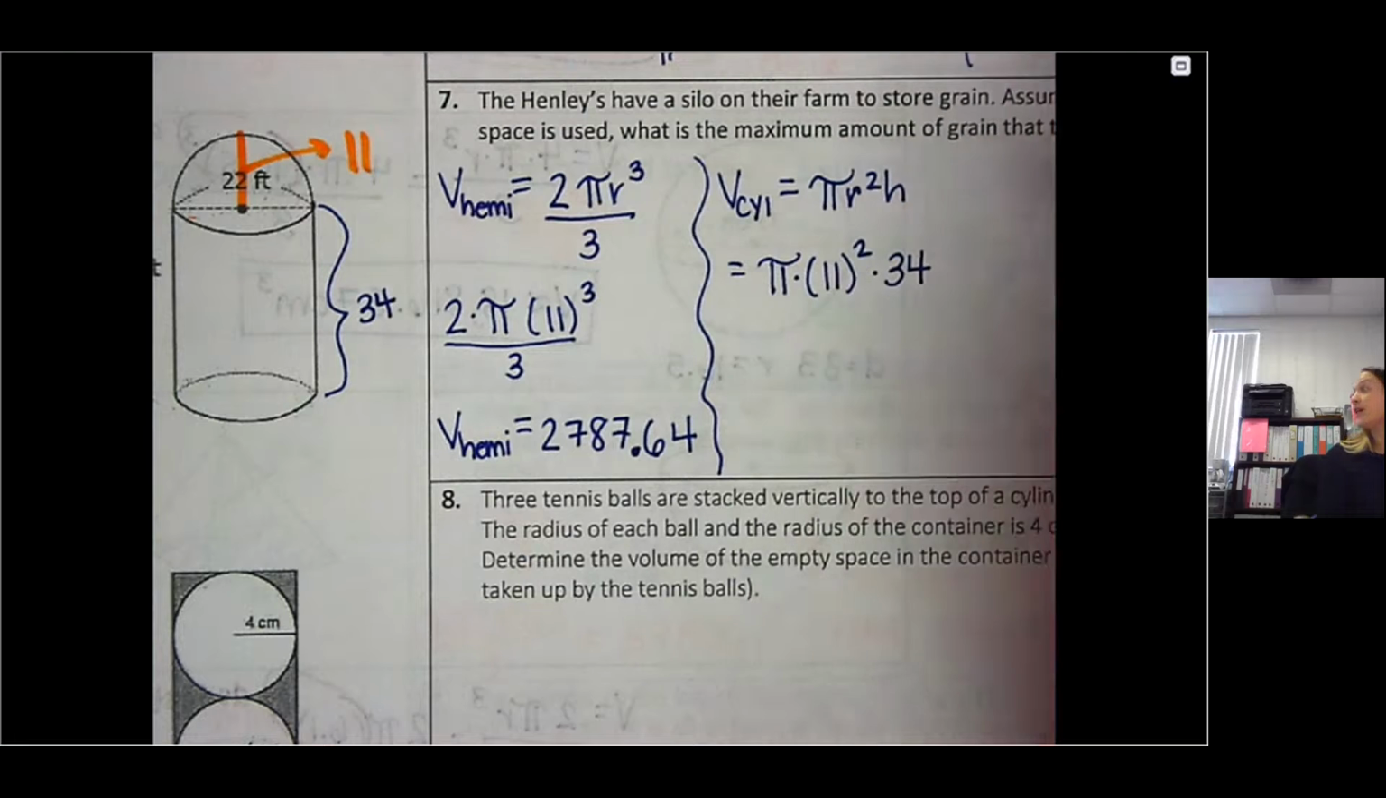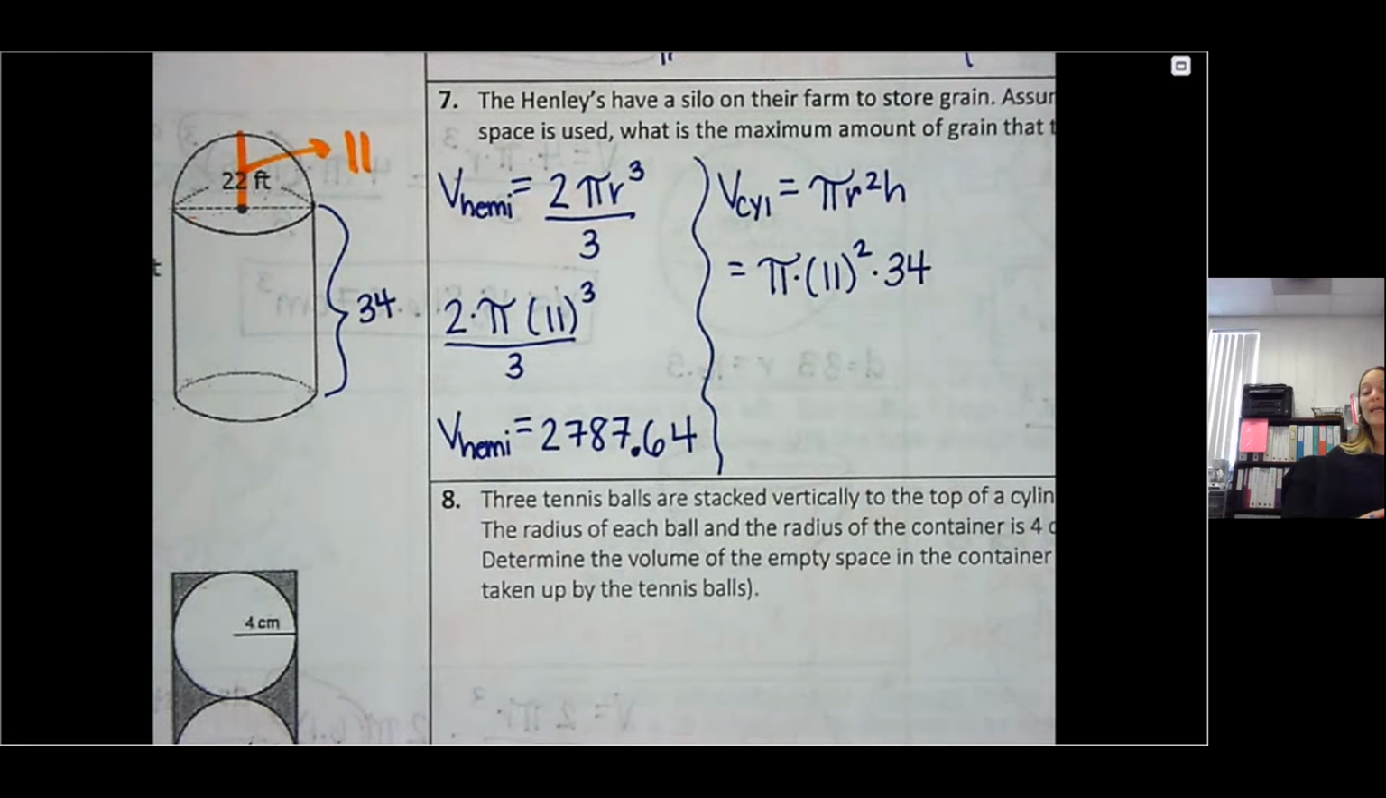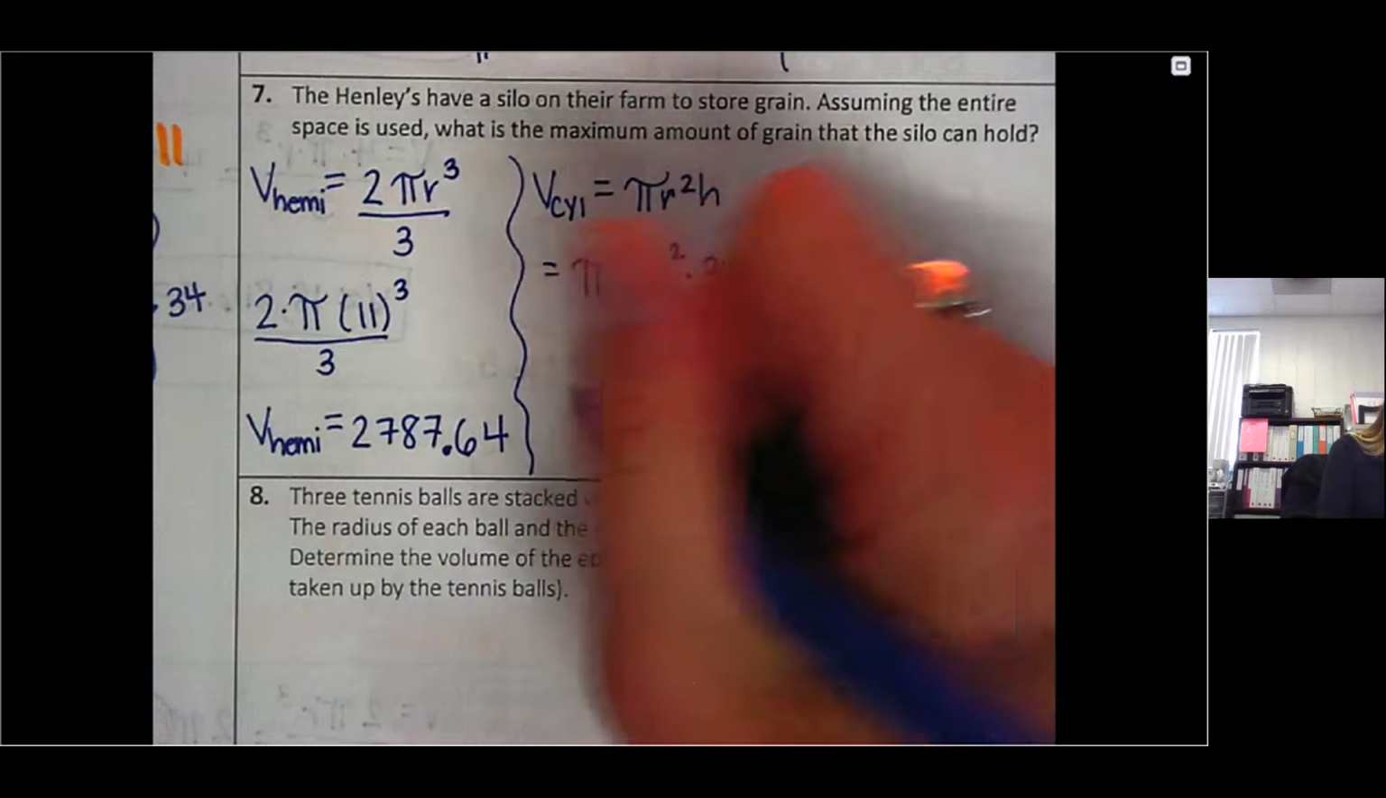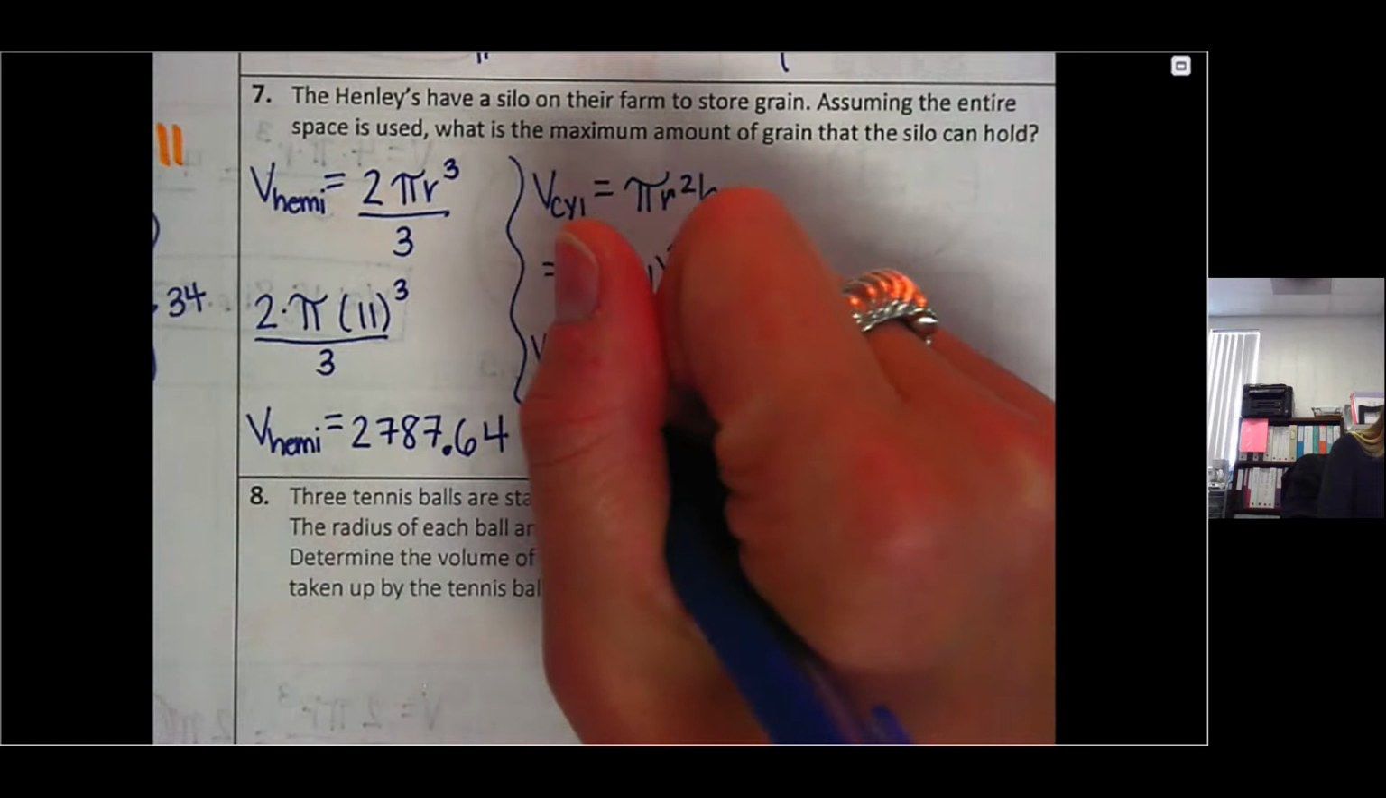So now we plug in the 34 for our height. Now you just have to use your calculator and multiply. So take a second, multiply, and see what you get for volume of the cylinder.